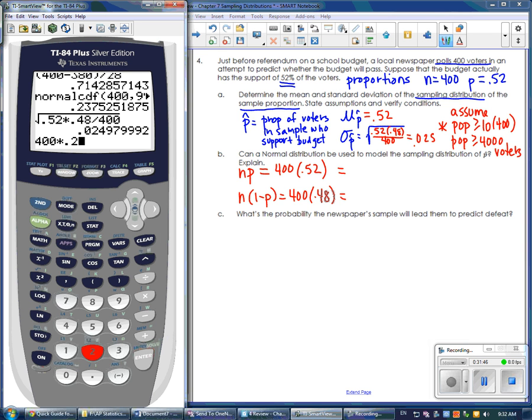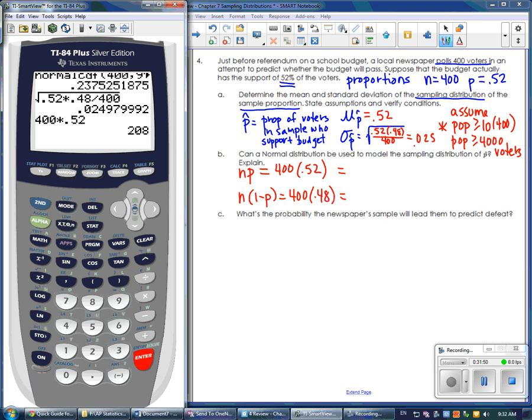That gives us 208, which is clearly greater than or equal to 10. And this would be 192, since the total has to be 400. And since that is clearly greater than or equal to 10, then what I can do is say that p hat is approximately normal.